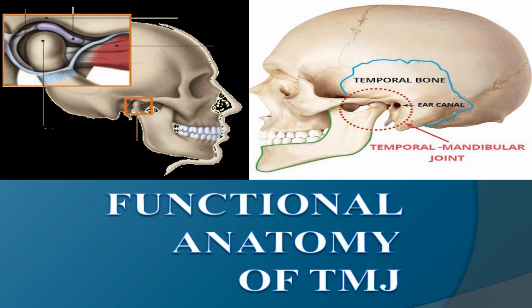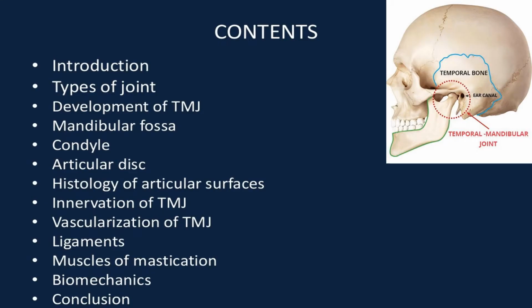Functional Anatomy of TMJ. Contents: Introduction, types of joint, development of TMJ, mandibular fossa, condyle, articular disk, histology of articular surfaces, innervation of TMJ, vascularization of TMJ, ligaments, muscles of mastication, biomechanics, and conclusion.